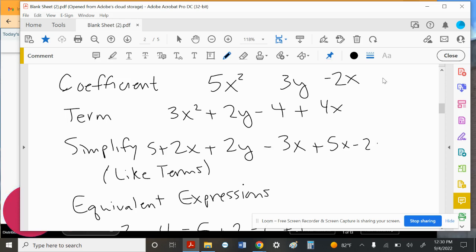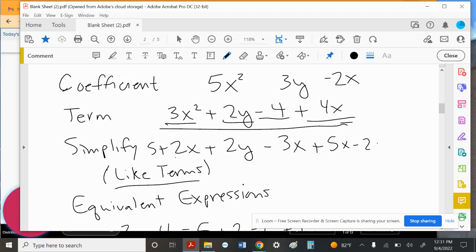My terms are, if you look at this expression here, for example, there's my expression. My terms are each one of these. Here's a term, here's a term, here's a term, here's a term. So 3x squared, 2y, minus 4, 4x. Those are my terms. If I want to simplify anything, I want to combine these things called like terms. Like terms have to have the exact same variable, and it has to be to the exact same power.